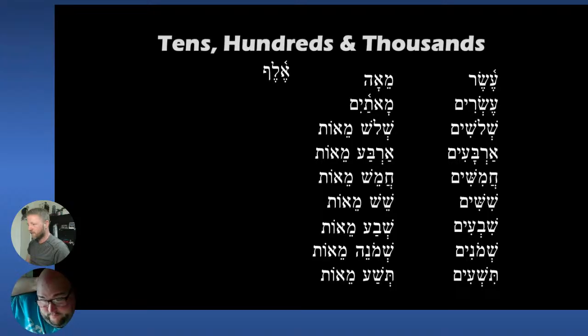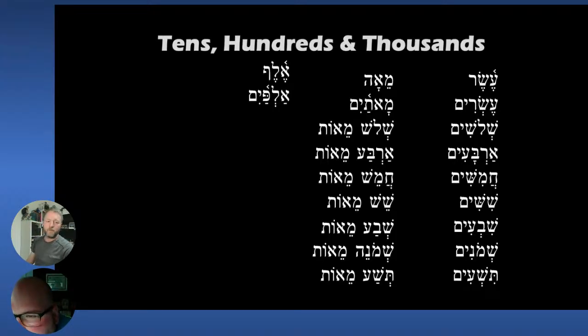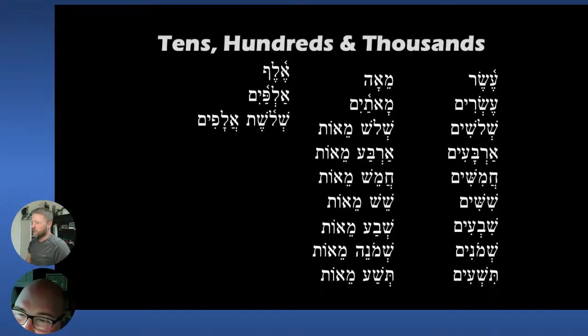Alfim? Alpaim. Okay, makes sense. Matayim, Alpaim. So Alpaim Matayim is 2,200. Alpaim Matayim. Shloshet Alafim. What's the difference between Shlosh Me'ot and Shloshet Alafim?